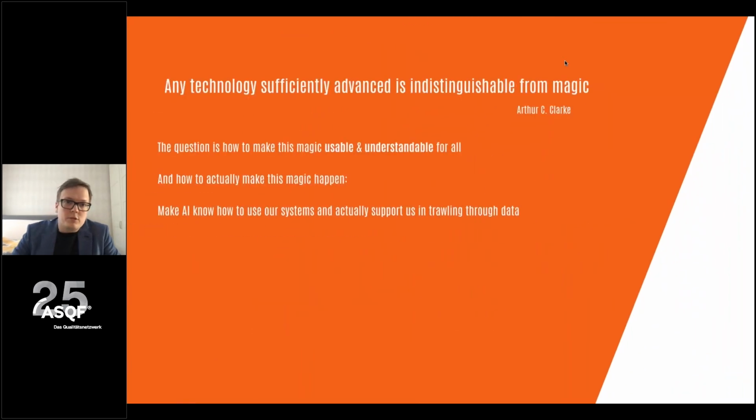And I think this quote, as I've been alluding to magic more and more, is that any technology sufficiently advanced is indistinguishable from magic. And we are quite far from just taking computers and using them as calculators. We can now do basically whatever with just our cell phones and all of that. And how can we make this usable and understandable for all? Make sure that features actually work, and make sure that our AI also knows how to use those systems and actually supports us in trawling through data.